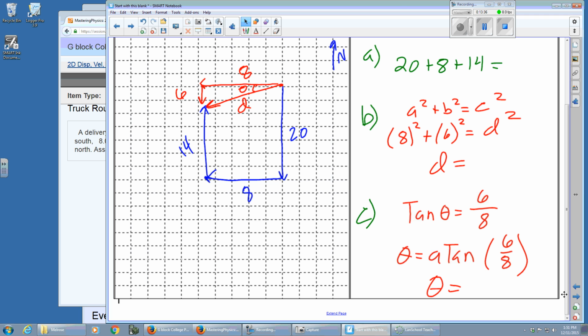You guys notice a little pattern. Well, I got the 6 because a rectangle has equal sides that are opposite each other. And so if the right side of my rectangle is 20, the left side has to also be 20. So 14 plus 6 is 20. That's really how I got it.